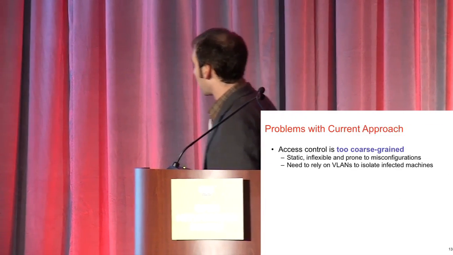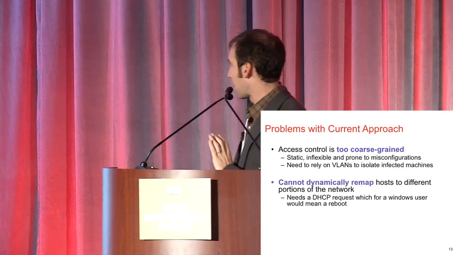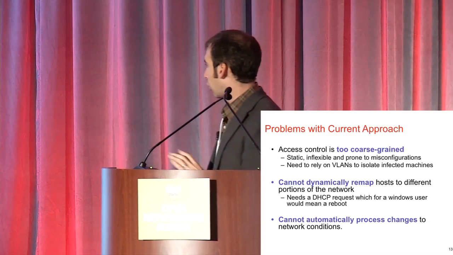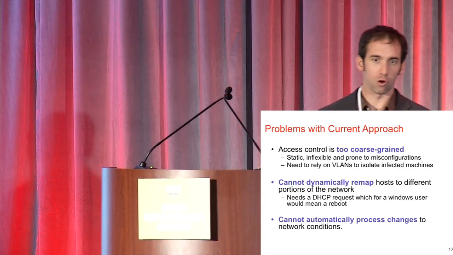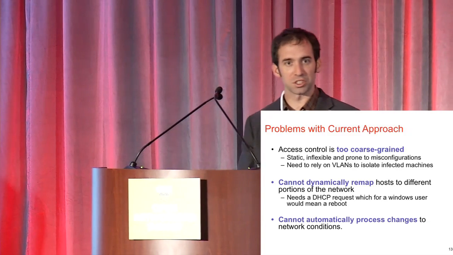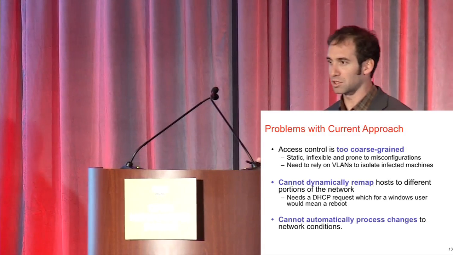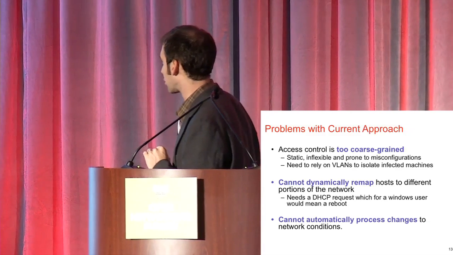So there are a bunch of problems with the current approach. It's too coarse-grained. It's tough to remap hosts to different portions of the network. And it's very difficult to automatically process these changes as well. You can imagine, for example, after we put the host on the network, we still want to scan. We want to make sure that it's behaving properly. And if something bad happens, there's no way to automatically take action.